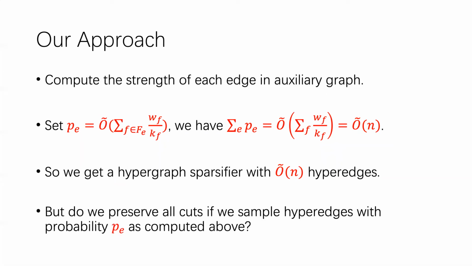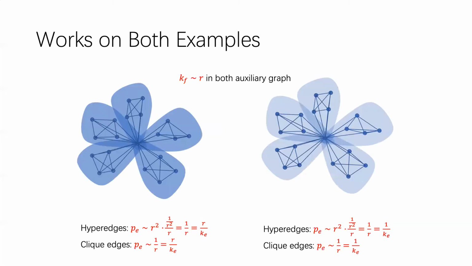But do we preserve all cut values by sampling the hyperedges in this way? The idea at least works on both examples we previously saw. In both graphs, as all edges coming from a hyperedge have about 1 over r squared weight, the total weight of parallel edges in each edge slot is constant, so the strength of each edge in the auxiliary graph is about r in both graphs, and the sample rate of the edges in both hypergraphs is about 1 over r, which is about r over k_e in the left graph and about 1 over k_e in the right graph.